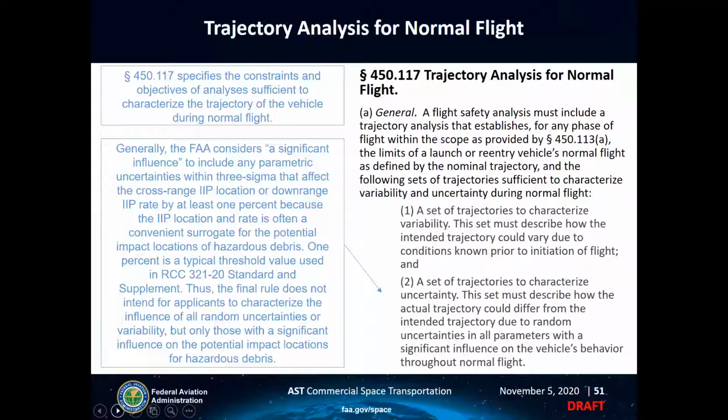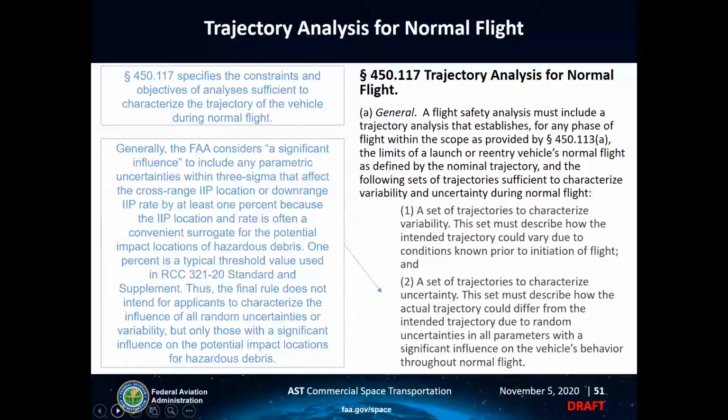A set of trajectories to characterize variability, which must describe how the trajectory could be expected to vary due to those conditions known prior to flight, and a set of trajectories to characterize uncertainty, which must describe how the trajectory could differ from the intended trajectory due to those random uncertainties and parameters that have a significant influence on a vehicle's behavior throughout normal flight. So this may be a 3 sigma set capturing the leftmost, rightmost, min, max performance scenarios, or a dispersed set of trajectories produced from a large number of Monte Carlo simulations that bounds these conditions.